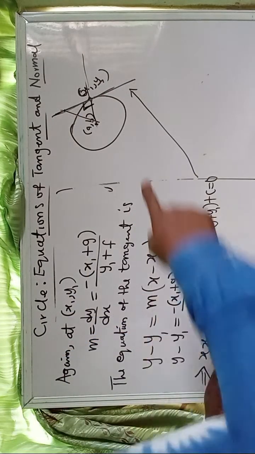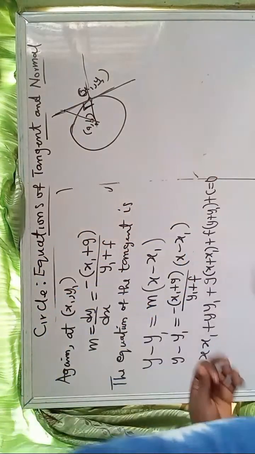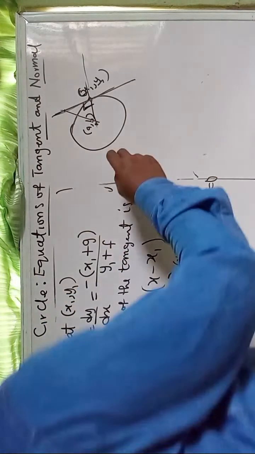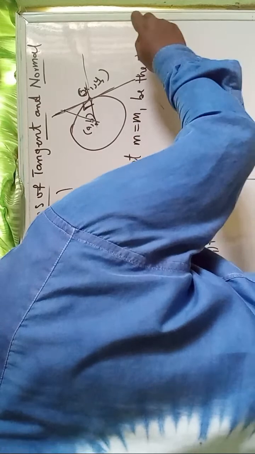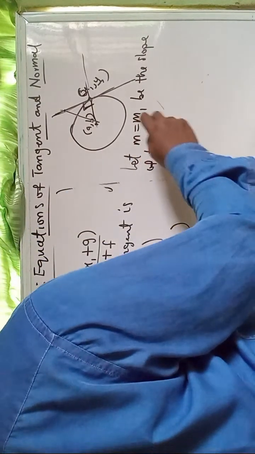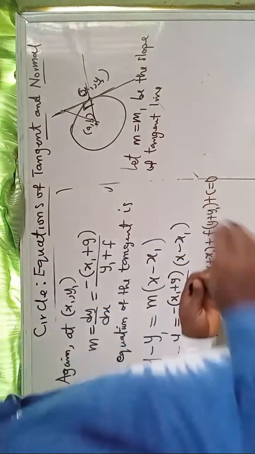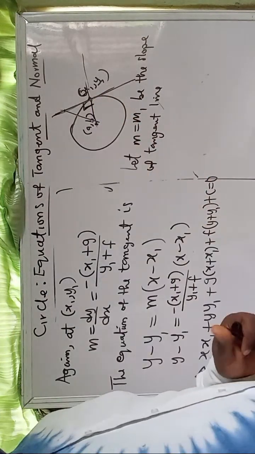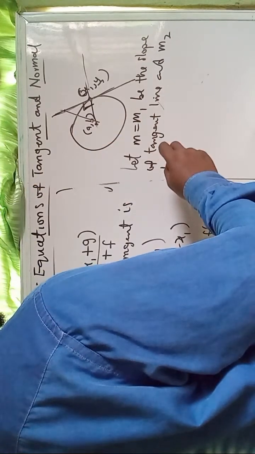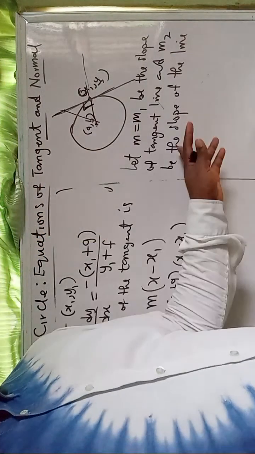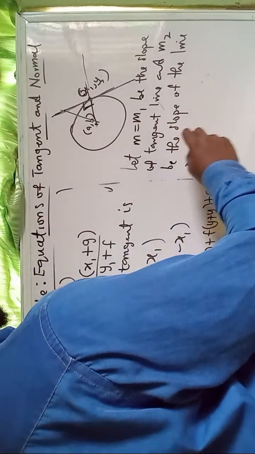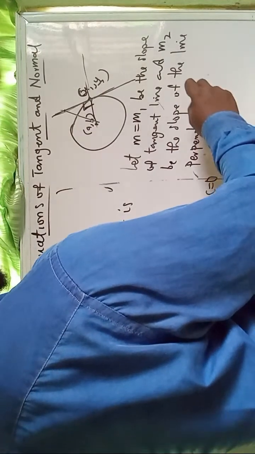From here, we now say, since the slope of the tangent, let m1 be the slope of the tangent line, and let m2 be the slope of the line perpendicular to the tangent line.